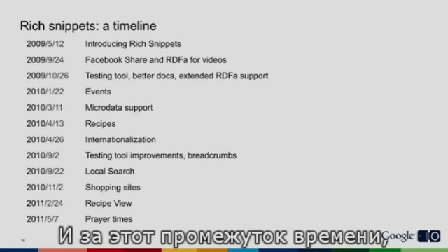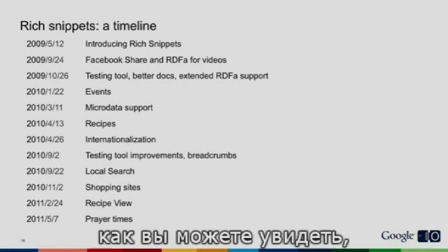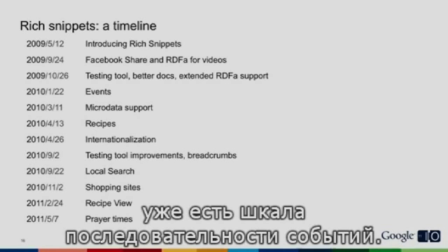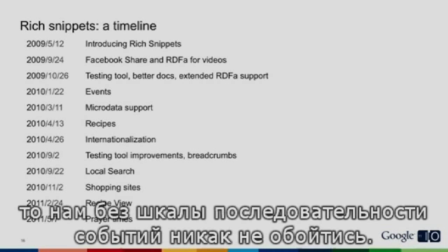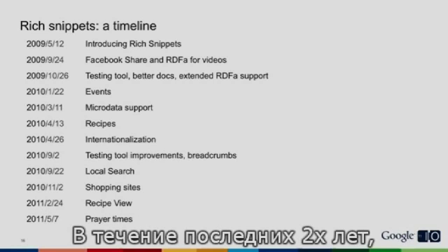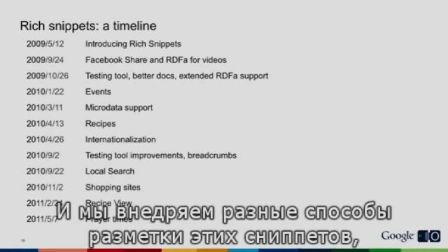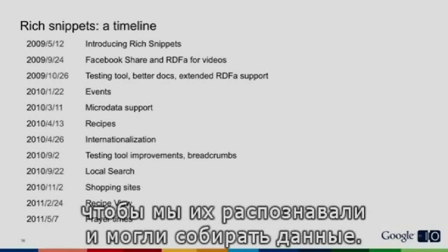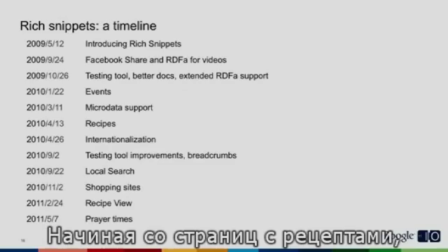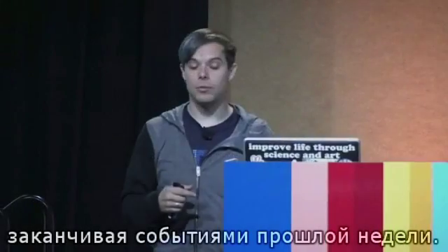And over that time, you can see I have a timeline because this is a presentation and you need a timeline. On my timeline, you can see that over the last 2 years, we've been steadily introducing different types of rich snippets. And we've been introducing different ways for you to mark up those snippets that we recognize and will crawl. From recipes to events to prayer times last week.